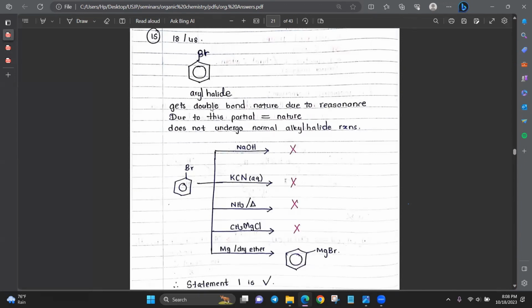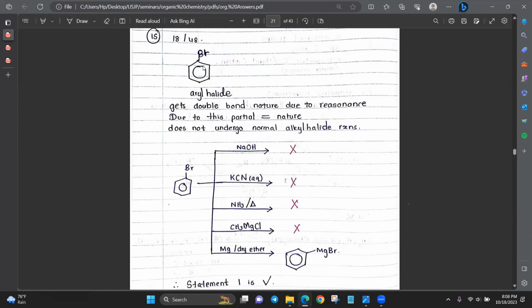This is bromine. So this is the aryl halide, bromobenzene. It gets double bond nature due to resonance. In all the resonance structures of a monosubstituted benzene, it gets double bond nature due to the delocalization of the electrons. Resonance will take place and this will get a double bond nature. So in the resonance hybrid of this molecule, there will be a partial double bond nature.